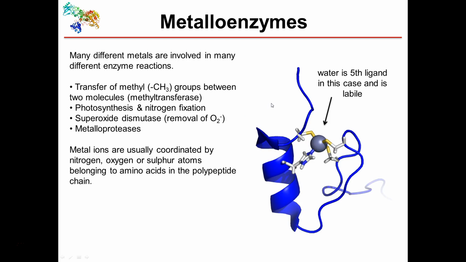Finally, we also have metalloenzymes. The cofactor in this case is a metal ion. I'm showing you an example of a zinc finger here. The metal in here is zinc, and it is coordinated, that is to say held in place, by different side chains. Again, these are used to perform and carry out different reactions such as photosynthesis and nitrogen fixation.